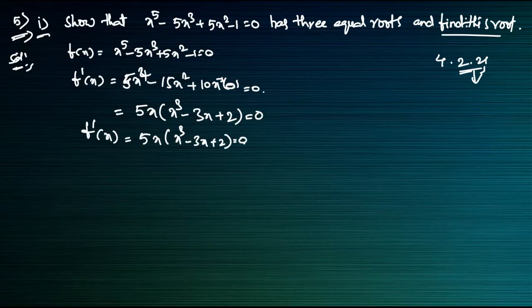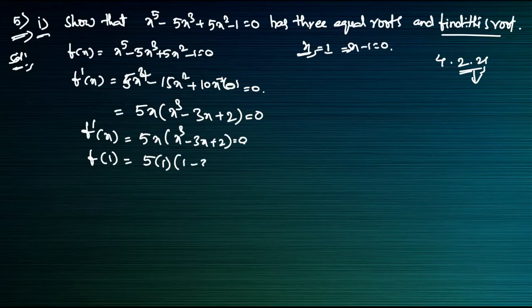Now here in the f dash of x I will take 1 as a root for this one, equal roots is what it is saying, so x is equal to 1, means x minus 1 is equal to 0. So I will take x is equal to 1 as a root for this one. Then I will substitute x is equal to 1 in the given equation. So it will become 5 into 1 plus 1 minus 3 plus 2, which is equal to 0. So this total is 3 minus 3 is equal to 0.